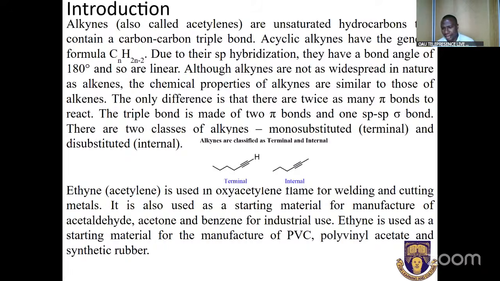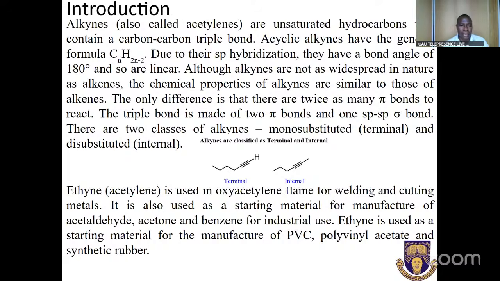Maybe I should mention that you should also remember that cyclic alkenes have this formula CnH2n-2, not open chain alkenes. Alkynes have that formula as well, CnH2n-2. So don't think that all open chain alkenes have the general formula CnH2n. If it's a cyclic alkene, the general formula is similar to that of alkynes.